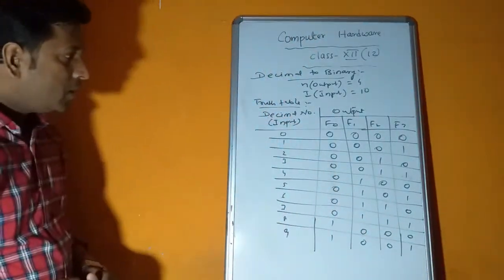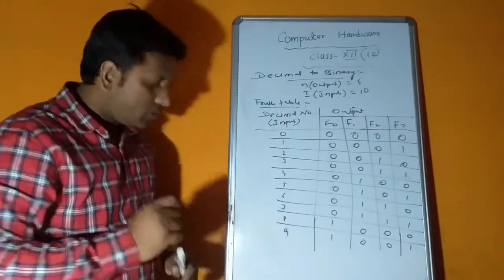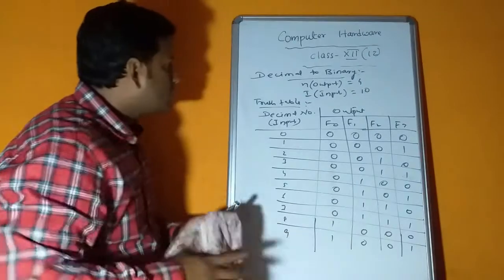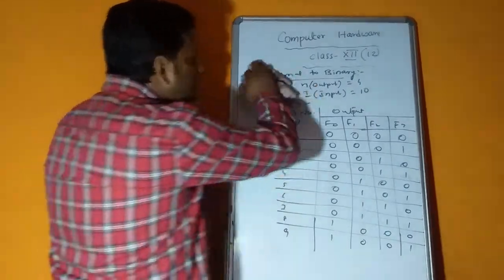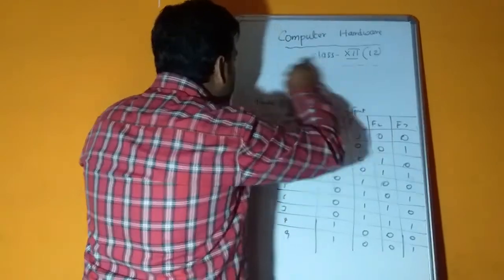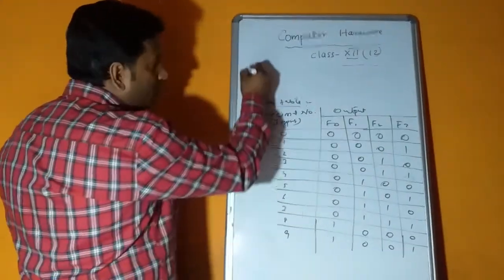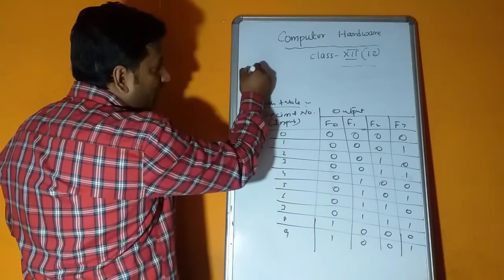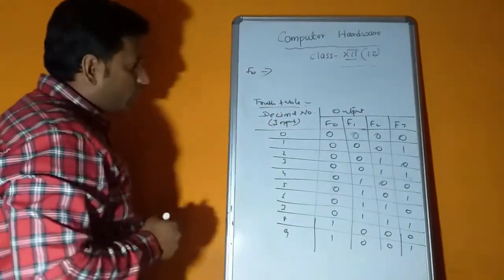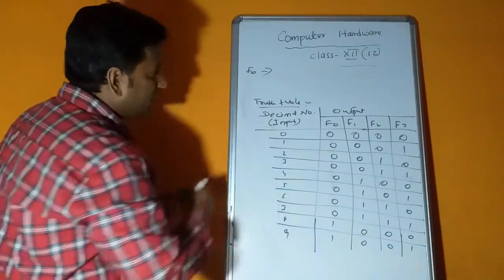Okay, children. So now from here also we have to take out the Boolean algebra expressions. See here how we take out the Boolean algebra expressions. First of all, I'll take out for f0. So for f0, we have to always check for 1. Okay, so 1, how many do we have? 8 and 9.